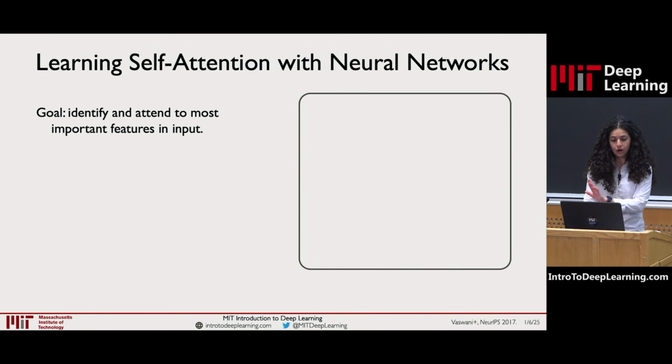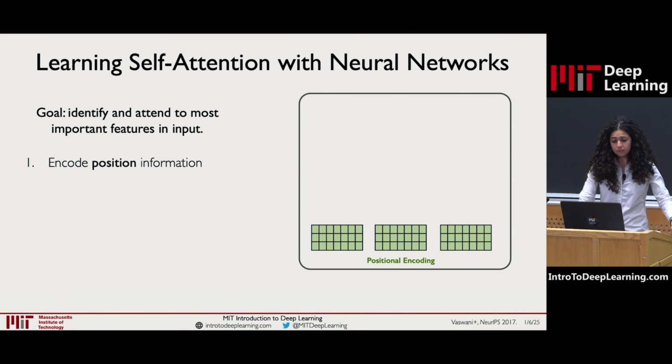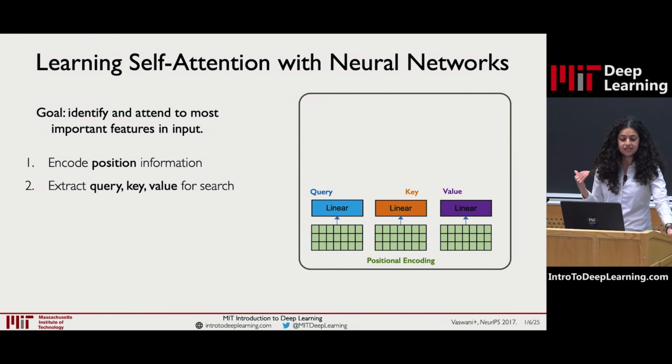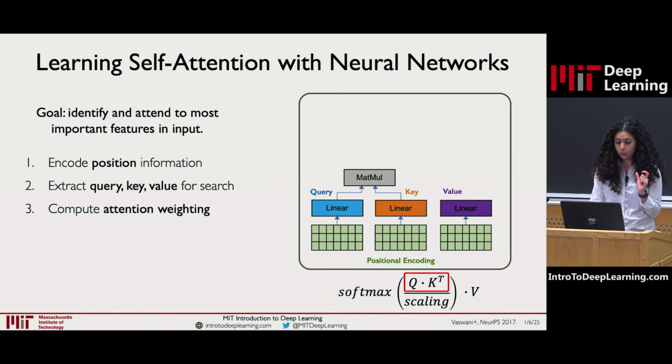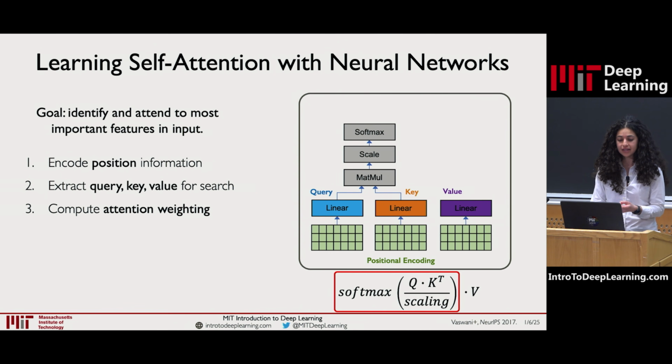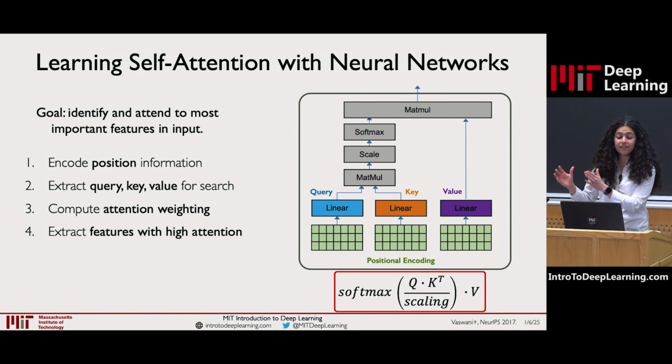Well, we can go, again, by taking our input, computing these positional encodings. We define these neural network layers that compute the query, key, and value. Then we can compute this relative weighting between the query and the key. That's a matrix multiply representing the dot product, a scaling, and a softmax, and then use the value matrix to extract features that have high attention scores.